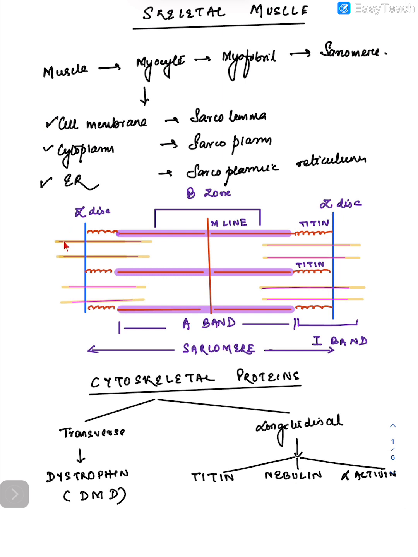Nebulins are the pink lines we see inside the orange actin filaments, so they give structural integrity to the actin filaments, and alpha actinin helps in anchoring the actin filaments to the Z disc. Titins are important in cardiomyopathies.